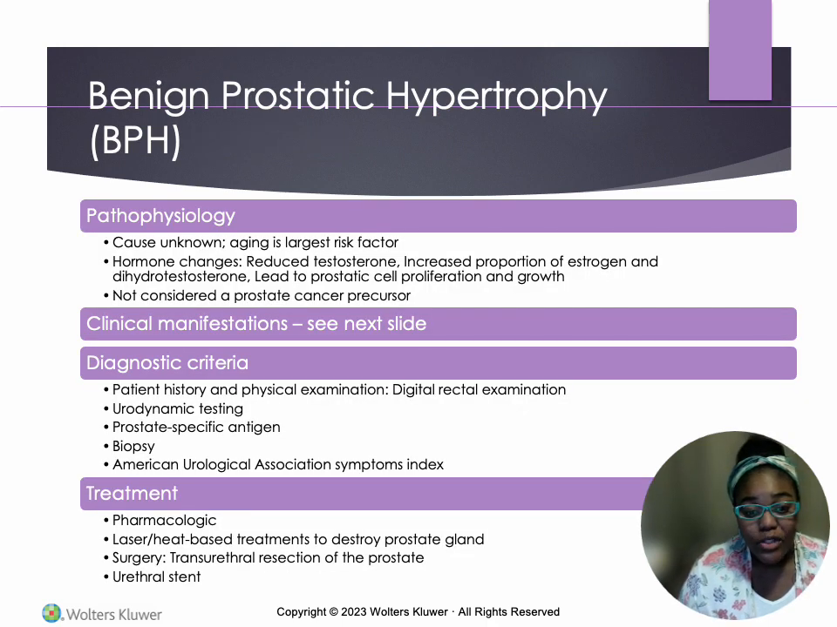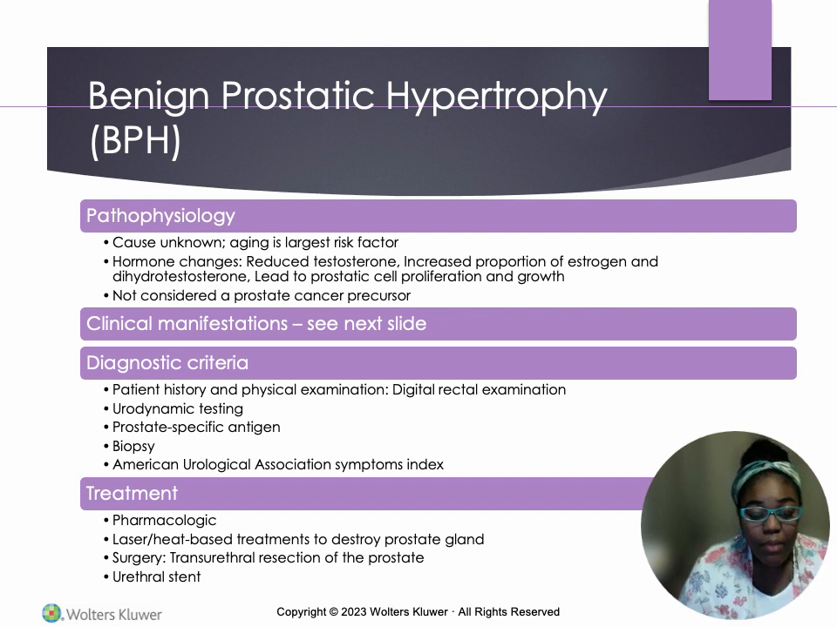Benign prostatic hypertrophy, you'll see a lot of this. It's also known as BPH. And the cause is unknown. More oftentimes than not, you see it in the elderly or older population in males. So aging is the largest risk factor, and it is a reduction in your testosterone levels, and you'll see an increased proportion in estrogen and dihydrotestosterone, which is a precursor to testosterone, and it does lead to prostatic cell proliferation and growth.